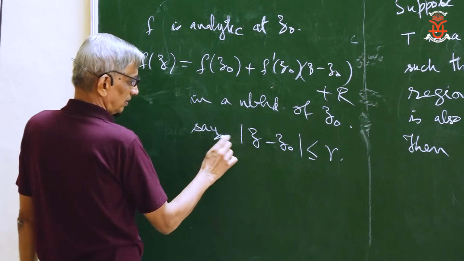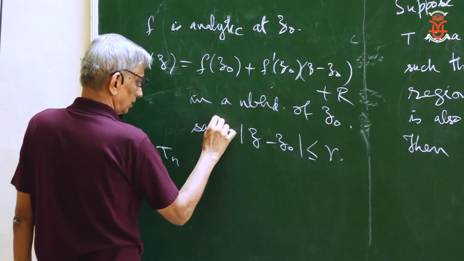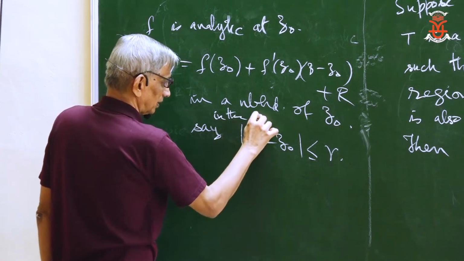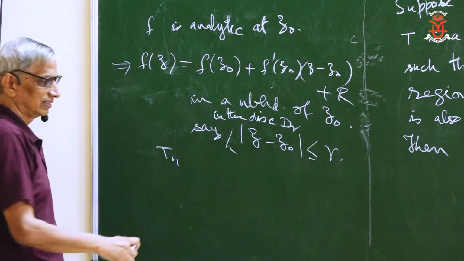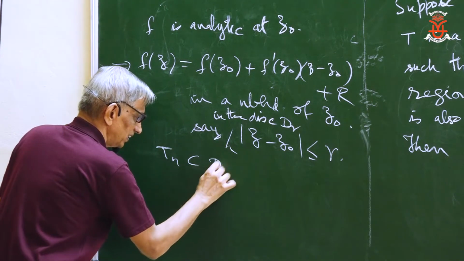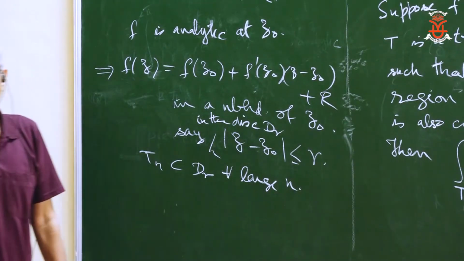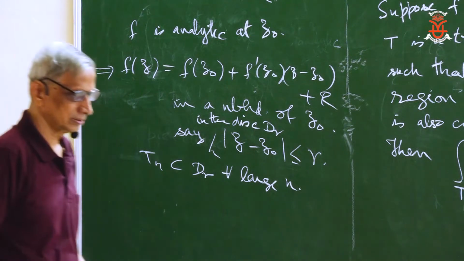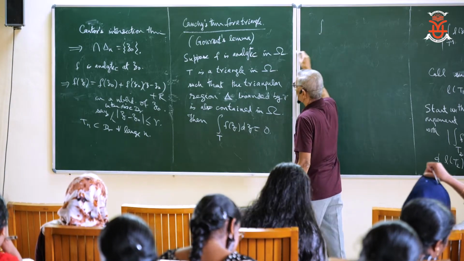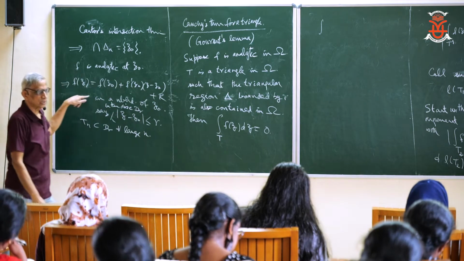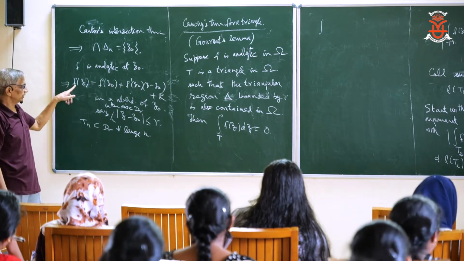Let us give some name to this disk, D r. So Tn is contained in D r for all sufficiently large n, because the Tn shrink to Z0. So this expansion is valid inside Tn, and you can integrate over Tn.